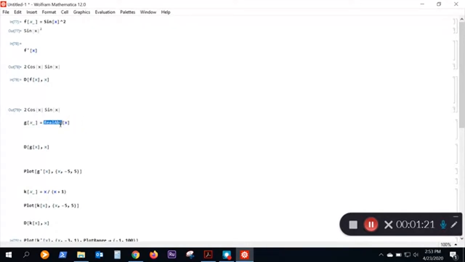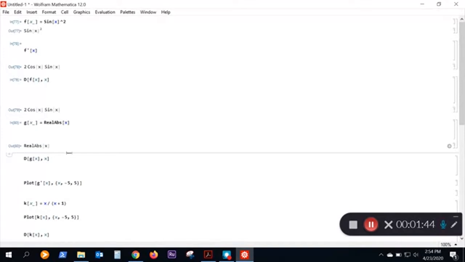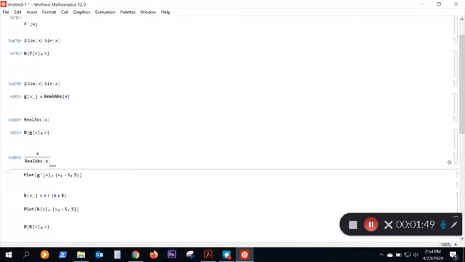I don't know if you've run across this issue with Mathematica or not, but to avoid any problems when I try to plot it or take its derivative, I want to specify I'm doing real absolute values. If you ever take complex analysis, this will matter to you. But I'm going to define g to be the real absolute value of x, which is just what we think of as the absolute value. So there's the function. Now I'm going to take its derivative, and it's x over real absolute value of x. So in other words, x over the absolute value of x.